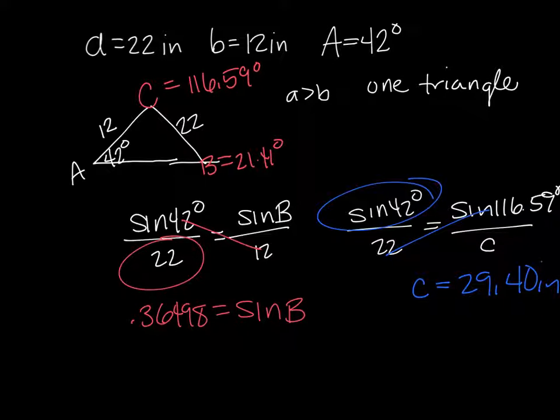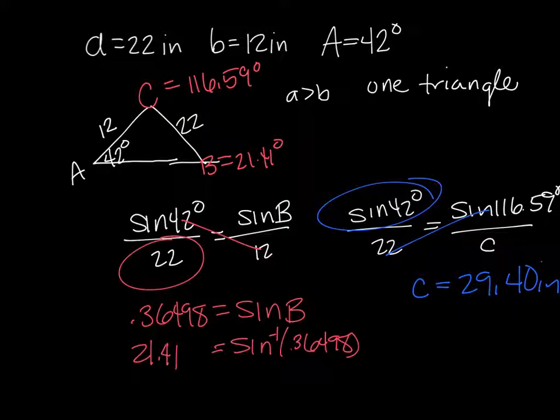I found the sine of B, but I need to find actual B. So to do that, I'm going to do inverse. I'm going to do sine inverse of the answer I had, and I'm actually using the answer button on my calculator. Second, and then answer button, which is the yellow right above the negative sign on my graphing calculator. And when I find sine inverse of the 0.36498, it gives me 21.406 or 41.